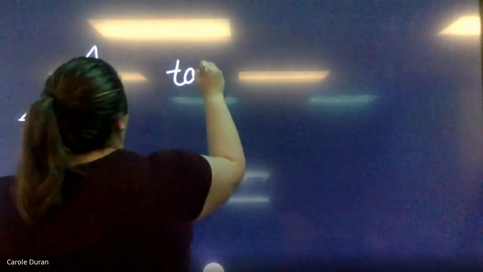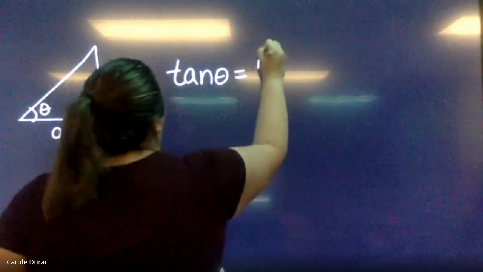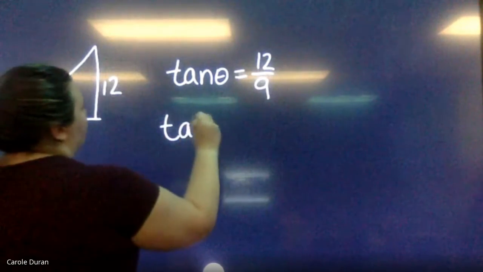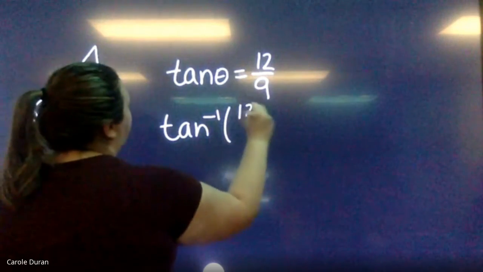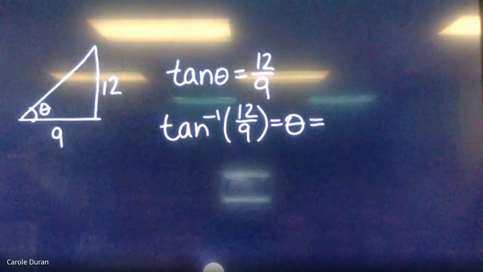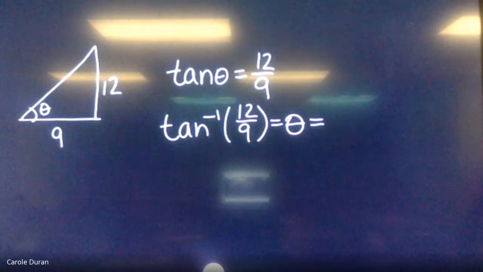So she acknowledged that the two sides I was given were my opposite side and my adjacent side, which means I could either use tangent or I could use cotangent. Tangent's the easier one because it actually exists on my calculator. So she recognized and wrote down what our trig function was. And now she can go ahead and do the inverse. So it becomes tan inverse of 12 over 9. And that's going to give me my angle theta. Take it to one decimal place on this one.